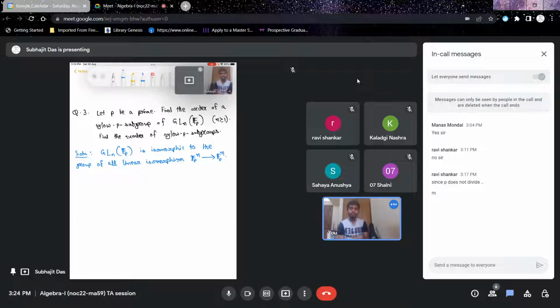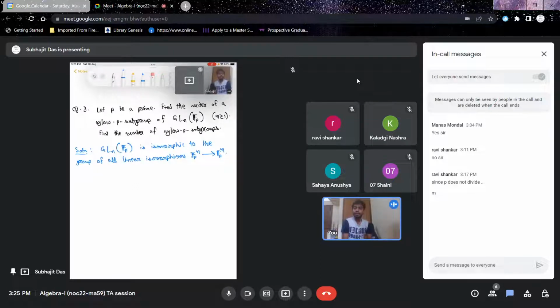So basically, multiplication of matrices translates to composition of linear maps, right? So GL_n(Fp), the group of all n cross n invertible matrices over Fp, is precisely isomorphic to the group of all linear isomorphisms from Fp^n to Fp^n. In other words, the group of all vector space automorphisms of Fp^n, right?